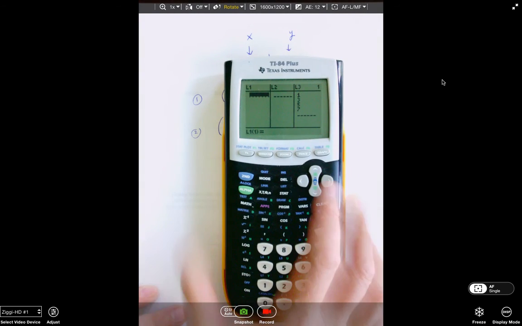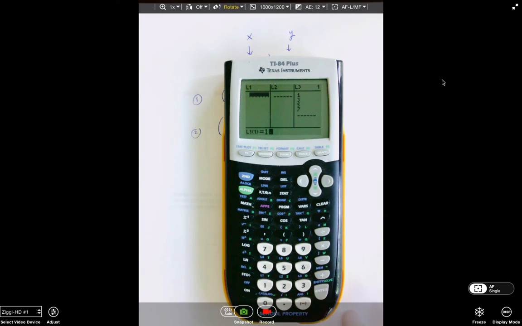So guys, what would I do? I would do 1 and negative 2. And then I'm going to go over to L2 and put in the points there. So I'm going to put in a 4 and a 13.